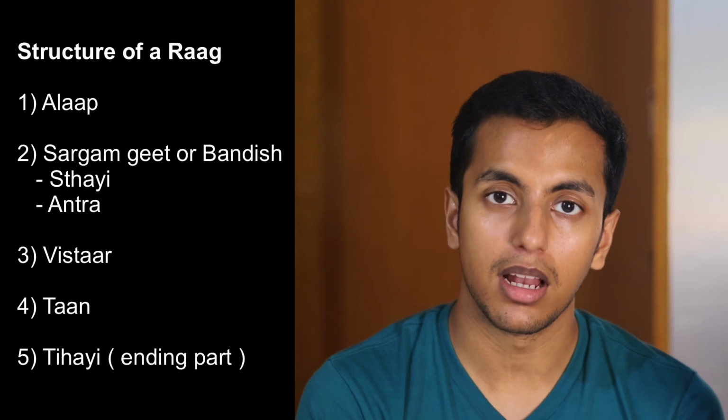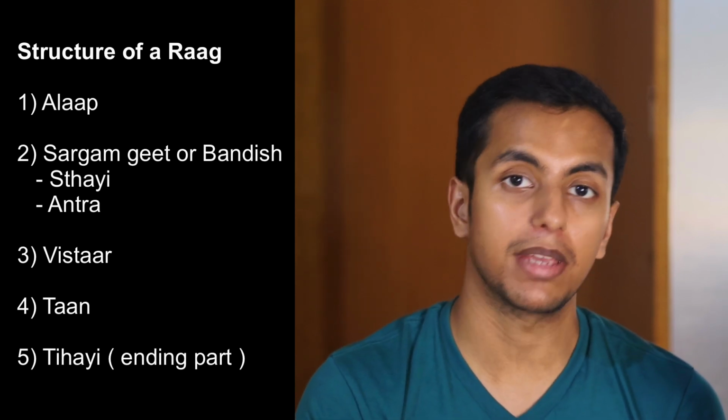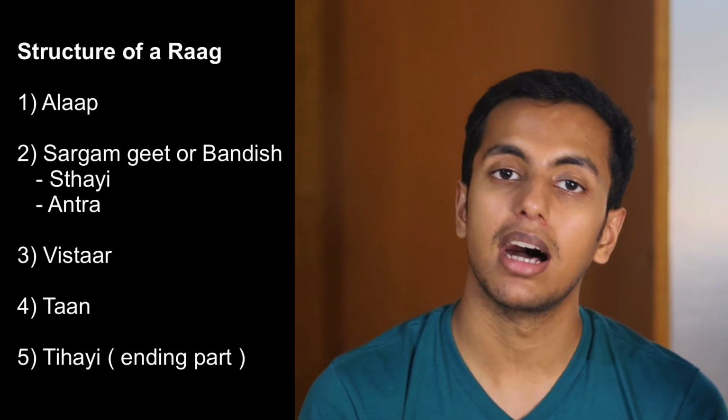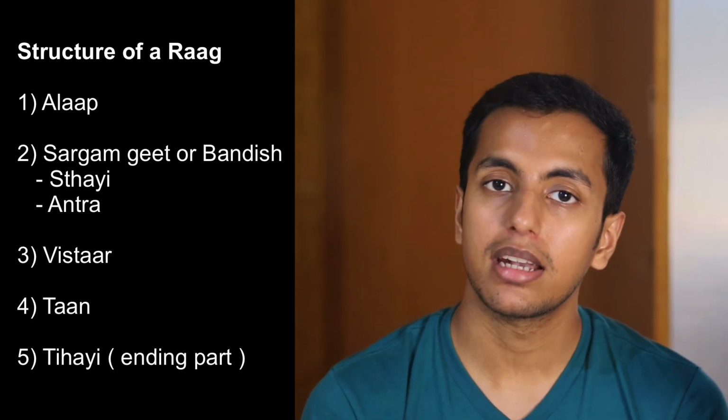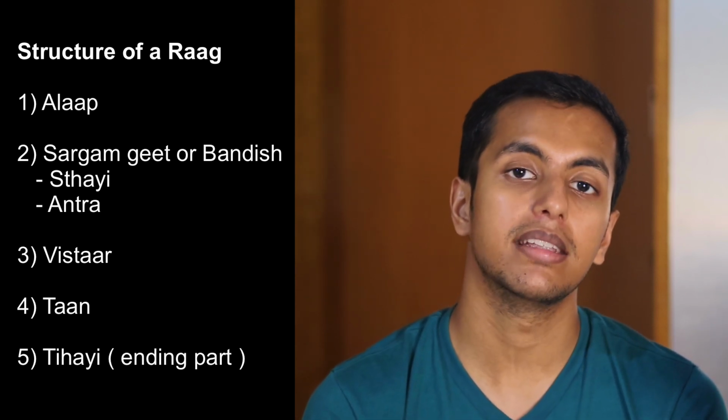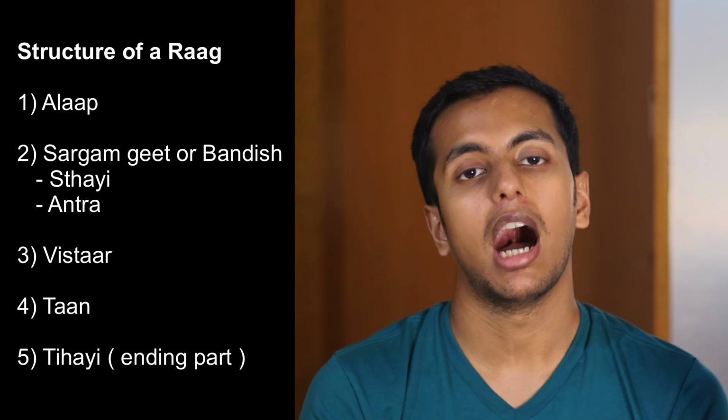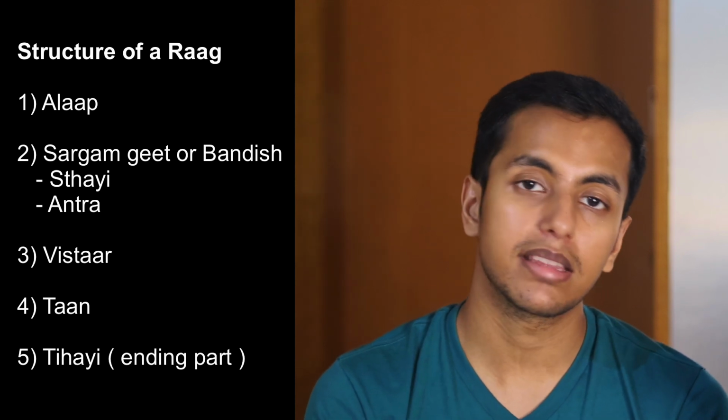So the first part is Alaap. After that we move on to Sargam Geet or Bandish. Now Bandish has two parts, which is Thai and Antra. After that we can add Vistar and then we add Tan. After Tan, we end the rag by adding Tihai to it.